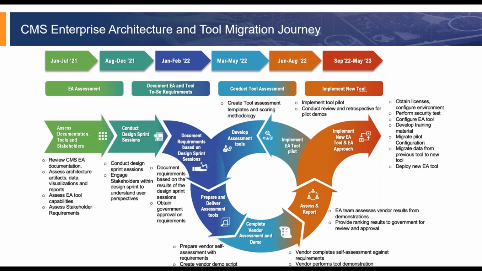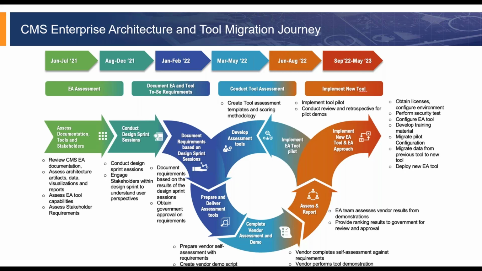In June of 2021, CMS decided to address the challenges of the current EA tool suite architecture methodology by embarking on the EA tool migration. ERP's tool migration approach consists of 4 major phases. Phase 1, conduct the EA assessment. Phase 2, document EA and tool requirements. Phase 3, conducting the tool assessment itself. And finally, implementing the new tool and methodology.